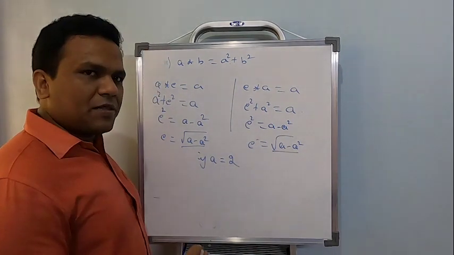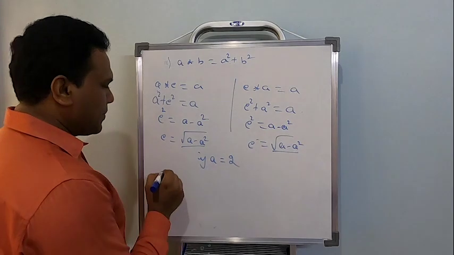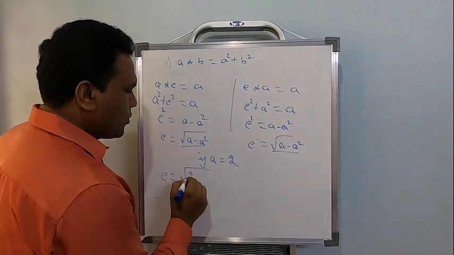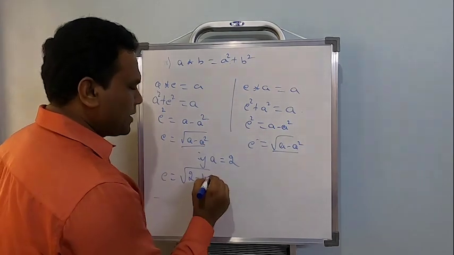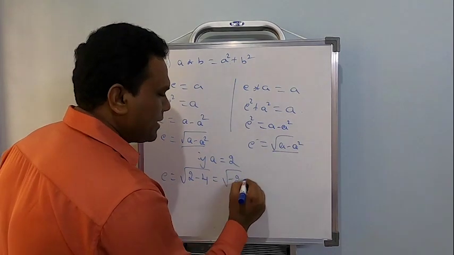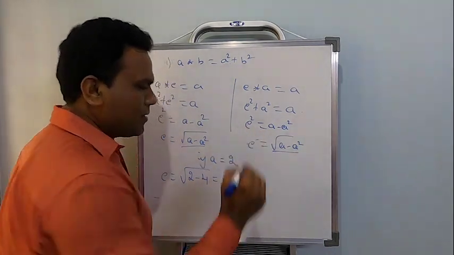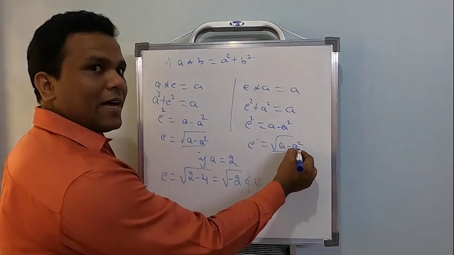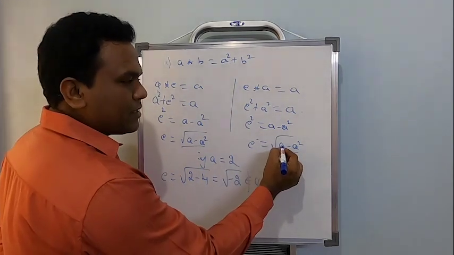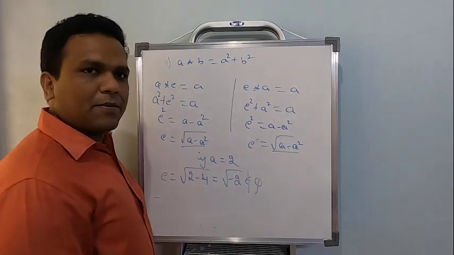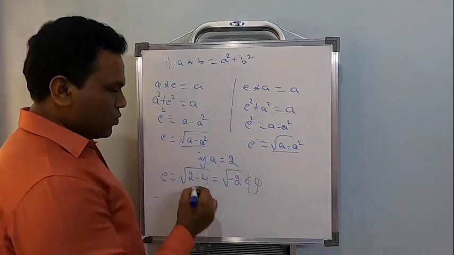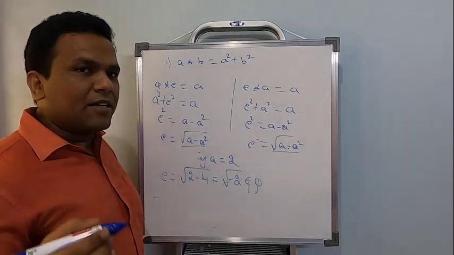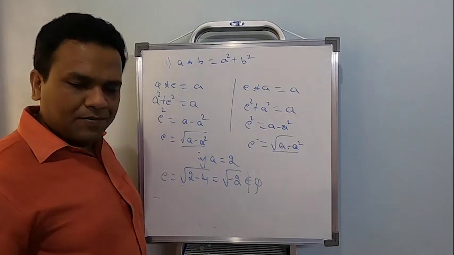But I will prove something is wrong in this, just with an example. So e value will be equal to root of 2 minus 4 by using this. Root of 2 minus 4 is root of minus 2. This is not a rational number. Right. So if a minus a square has to be a rational number, then this term should be more than this, because you have a subtraction here. Right. So because of this reason, identity element does not exist.